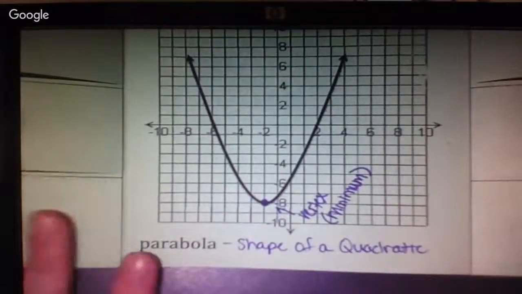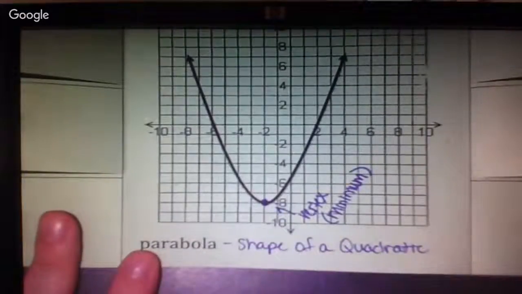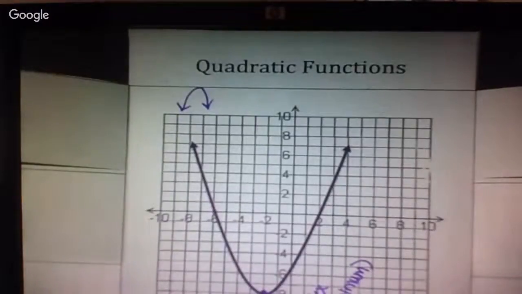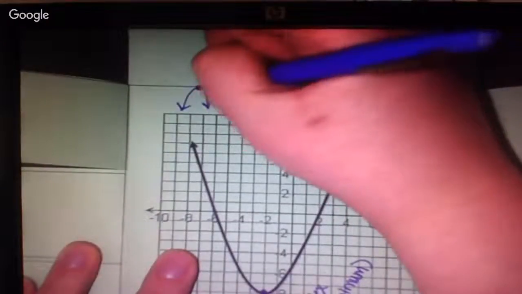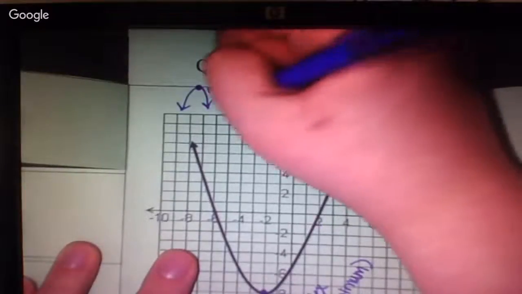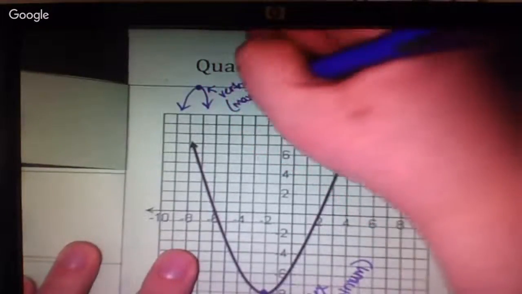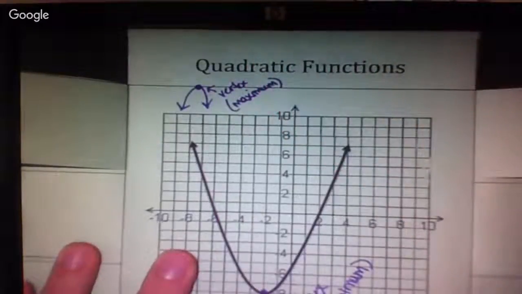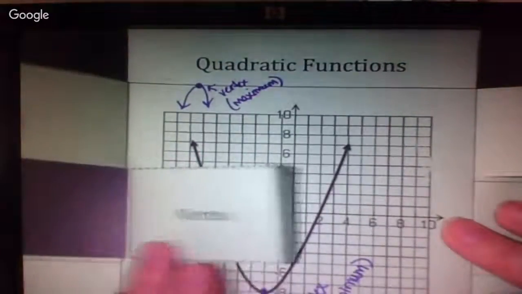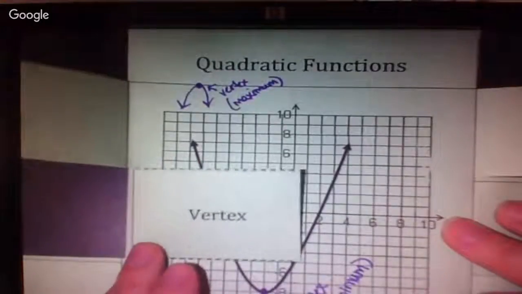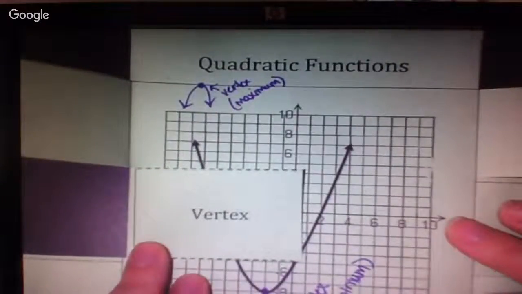Okay. So, if you look at this little dinky graph I drew up here, I still have a vertex here. But now this is called a maximum. Okay. This is now called a maximum. All right. Which one of these tabs are vertex? So we just covered the tab on the left. In the middle.